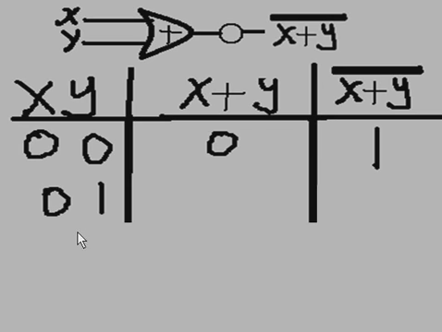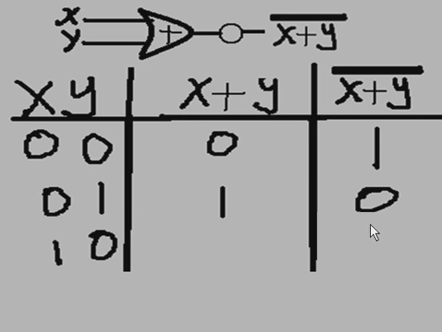Go to the next input. 0, 1. OR these two together and you get a 1. Negate the 1 and you get a 0. Next input is a 1 and a 0. OR them together. You get a 1. Negate that. You'll get a 0.